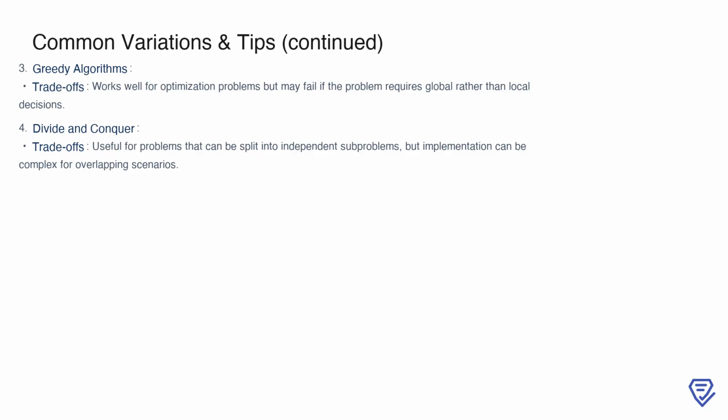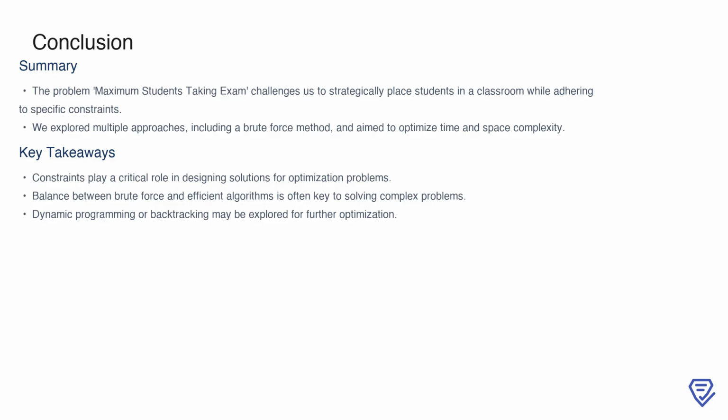Finally, the divide and conquer strategy can be highly effective for problems that can be broken down into independent subproblems. This method allows you to solve smaller pieces of the problem and combine their results. That said, implementation can become more complex when subproblems overlap, so careful attention is needed when applying this approach. Each of these techniques has its trade-offs, and understanding when to use them is key to solving problems efficiently and effectively.